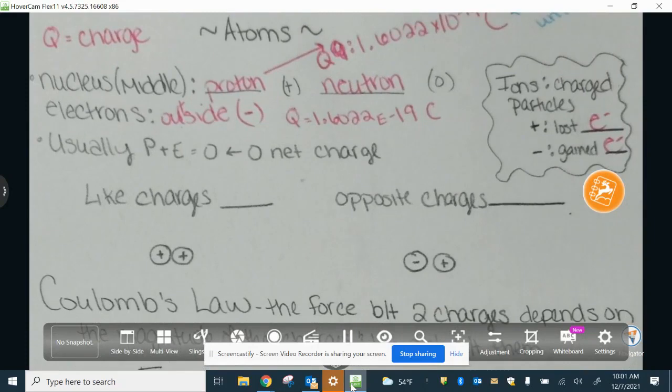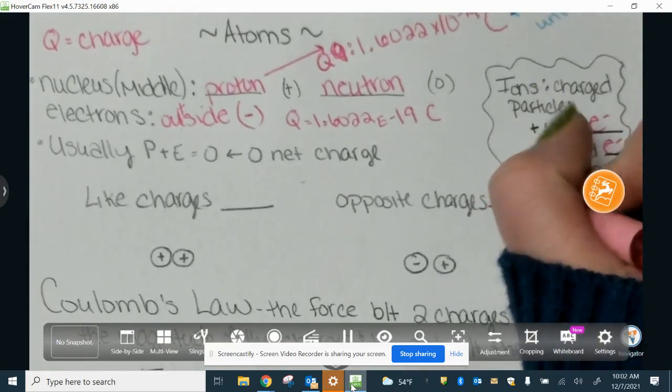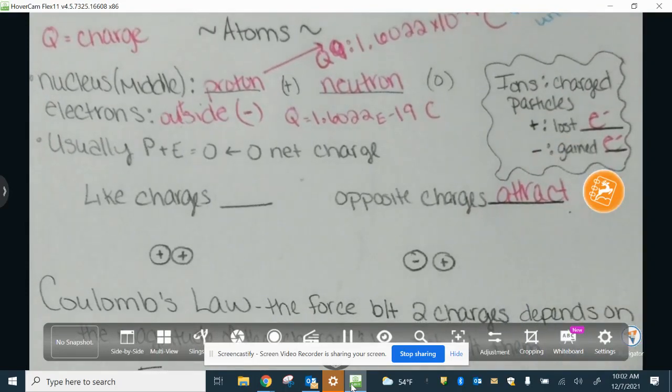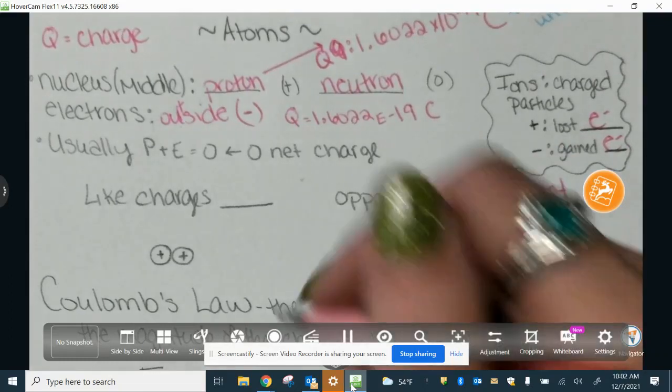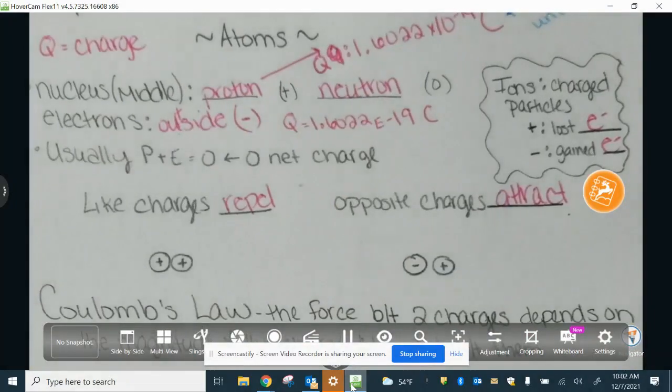All right, opposite charges repel or attract. If you're opposite. They repel. They attract. Wait, what? Opposite charges attract. Opposites attract. Like charges repel. Oh. Like a magnet. I got it. Ow!